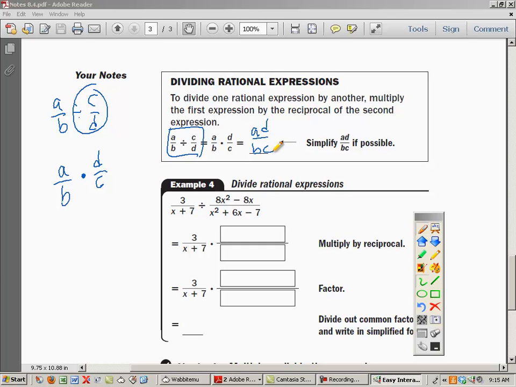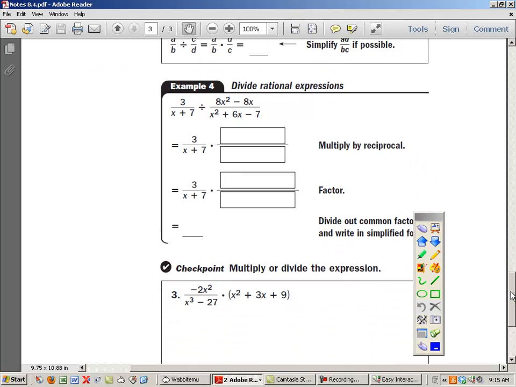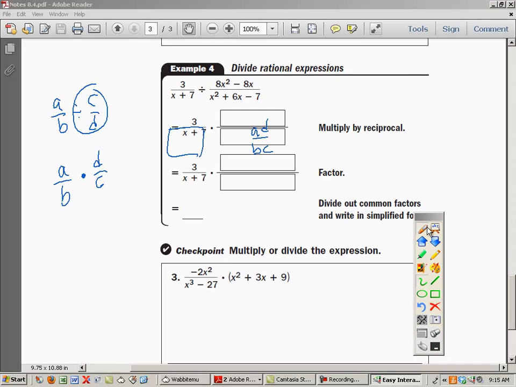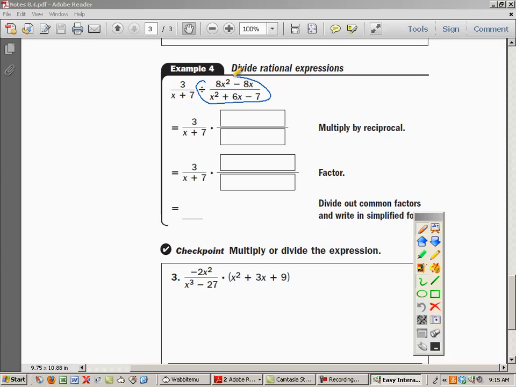All right? So we want to write this next division, this next quotient, as the product. So instead of dividing by this, we're going to multiply by its reciprocal, which puts the x squared plus 6x minus 7 on top, and it puts the 8x squared minus 8x on the bottom.